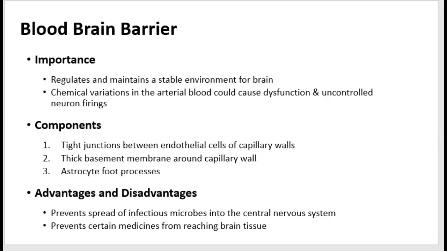It's an advantage to have a barrier between the blood and the brain to prevent the spread of infectious microbes from the blood into the central nervous system. However, a disadvantage is that certain medicines cannot reach the brain tissue because they can't cross this blood-brain barrier. That's the end of this lecture.